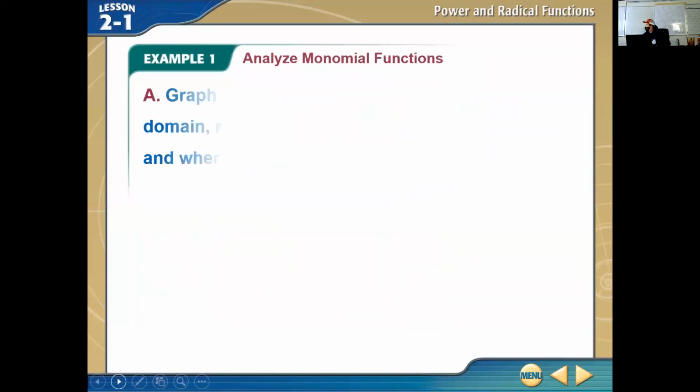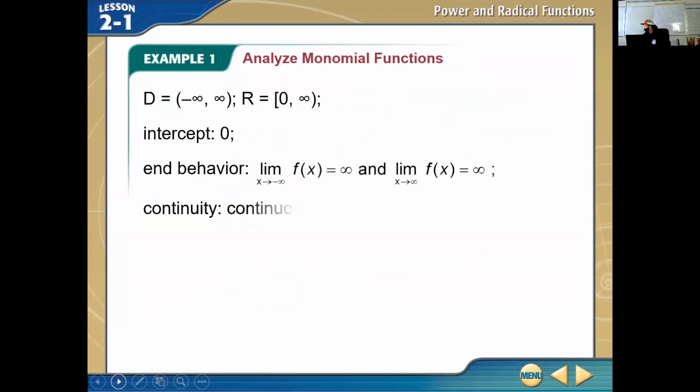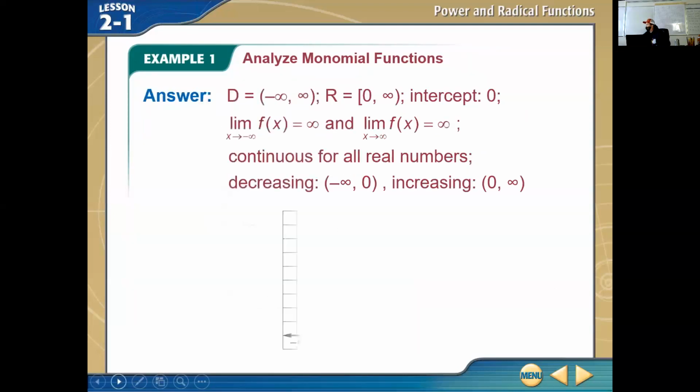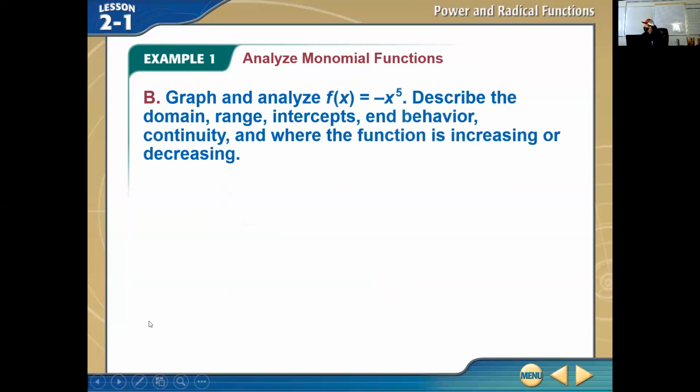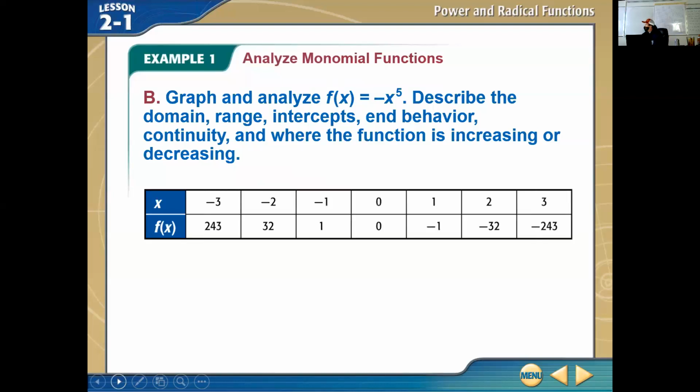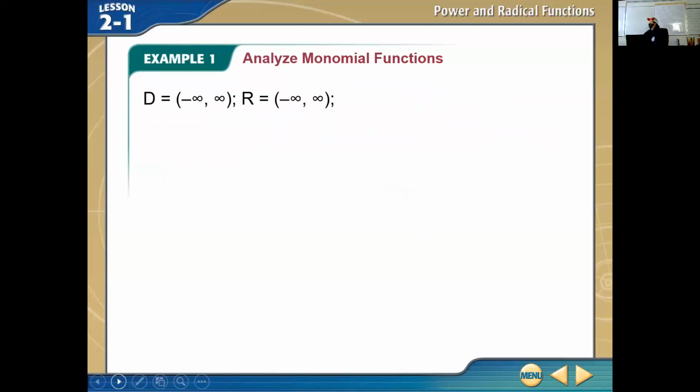So as x goes towards a negative infinity, f of x is a positive infinity. And as x goes towards a positive infinity, f of x is a negative infinity. Okay, where the function is increasing or decreasing, it's decreasing for the entire graph. So your domain from a negative infinity to a positive infinity. The range from a negative infinity to a positive infinity, all real numbers.